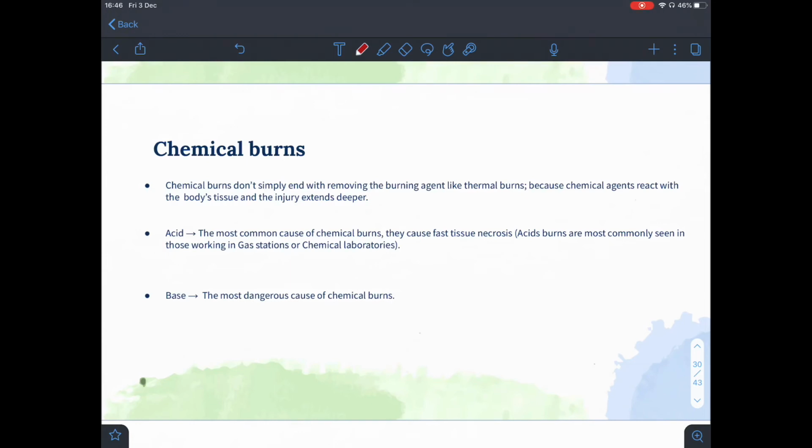Chemical burns, what is different about them from thermal burns is that they do not stop when you remove the burning agent. Nice? Because the chemical agent will react to the body tissue and the injury will extend deeper. So we have acidic burns and base burns. Acid burn is the most common cause of chemical burns. They cause fast tissue necrosis. You might hear in the history that the patient was working in a gas station or a chemical laboratory. Bases are more dangerous because they cause much more damage than the acid.